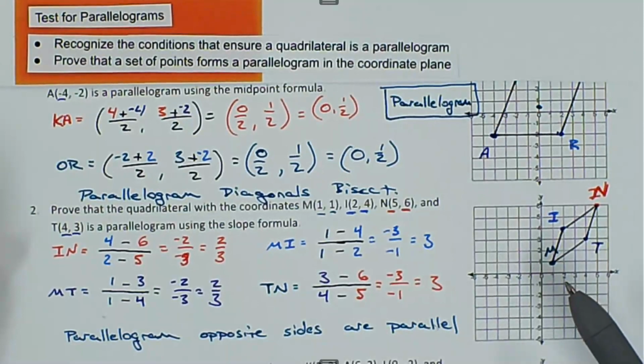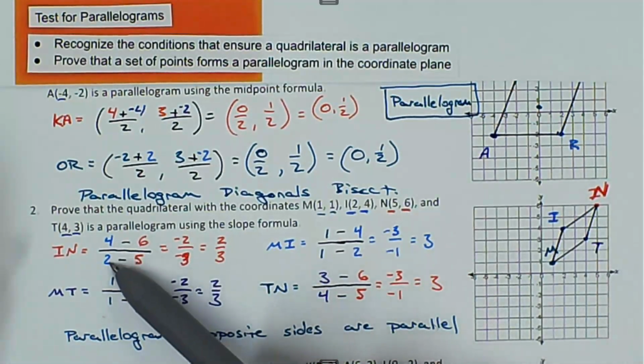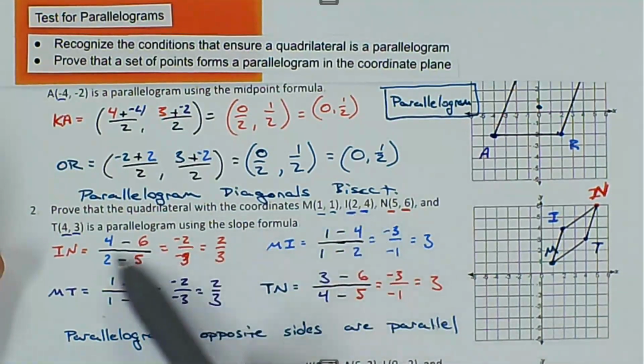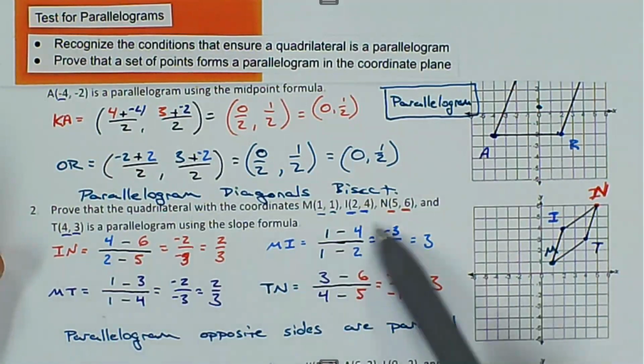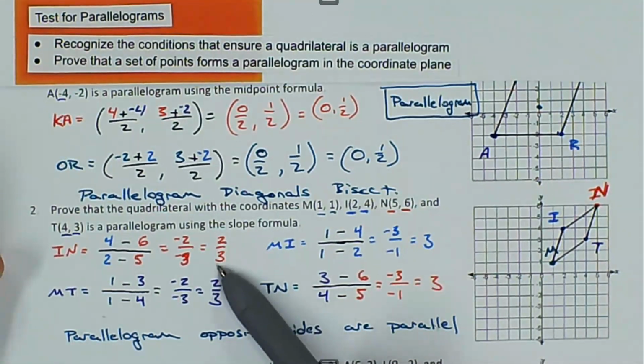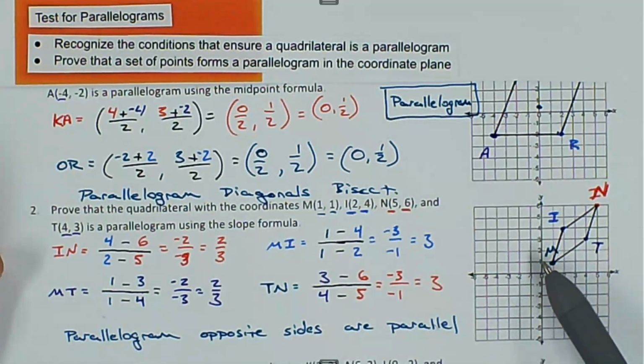Now we have to do this one 4 times. We have to check each one of the slopes. So the first one we're going to check is IN. Again, the things that don't change: divide, with a minus sign in the numerator, minus sign in the denominator, and then we just stack the coordinates. So the I coordinate is (2, 4), 4 over 2. N, the coordinate is (5, 6), so 6 over 5. And we end up with a slope of 2/3. And that makes sense. Up 2 over 3, that's true.